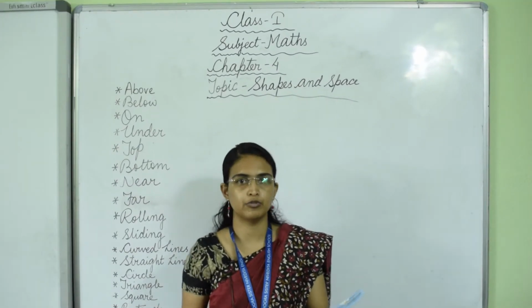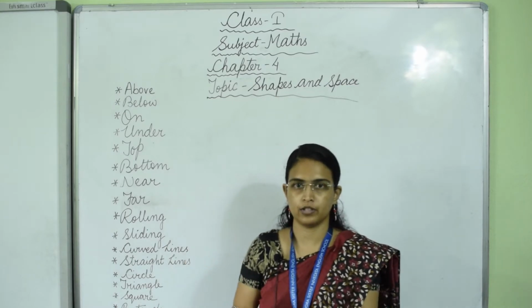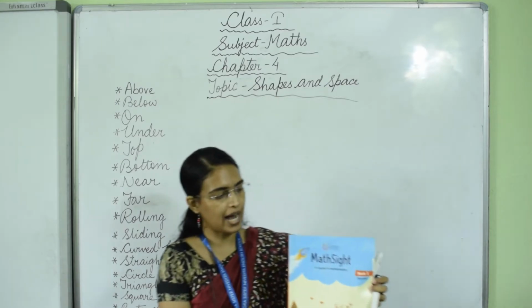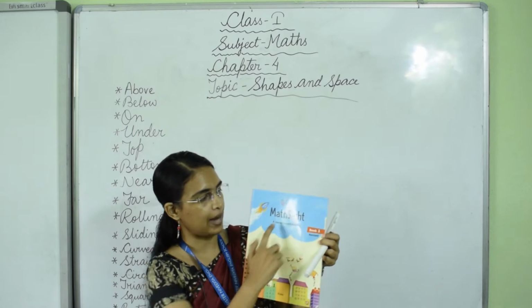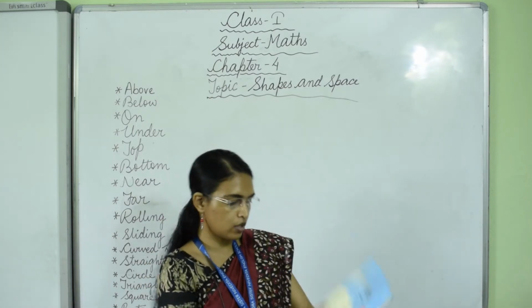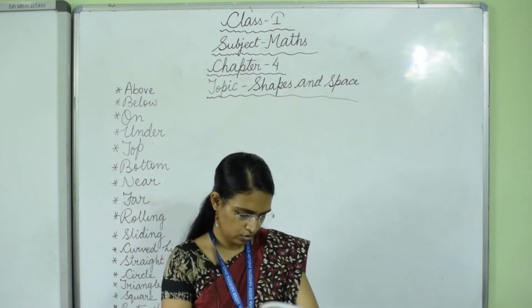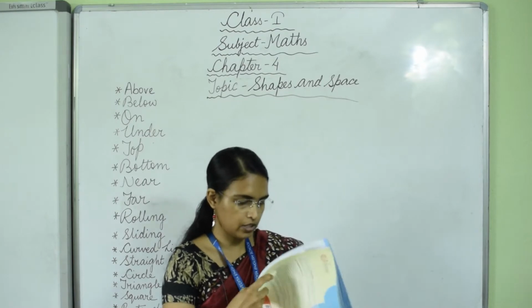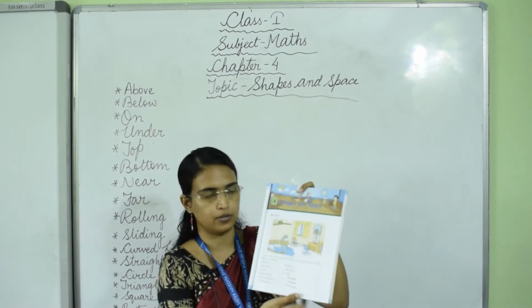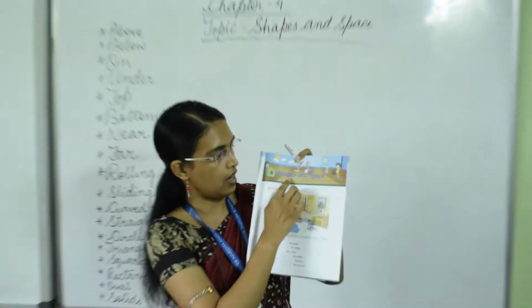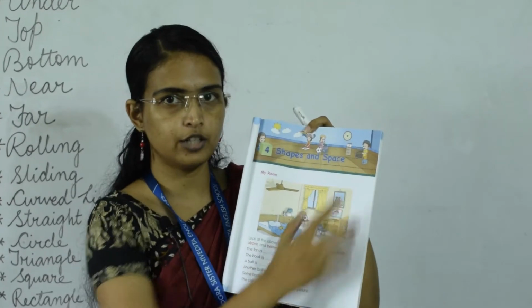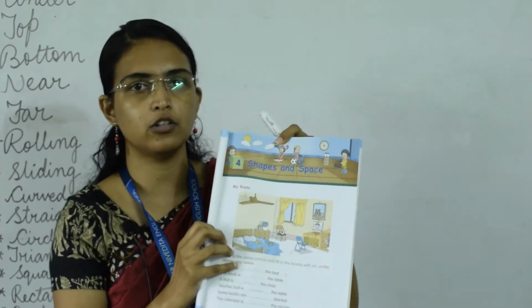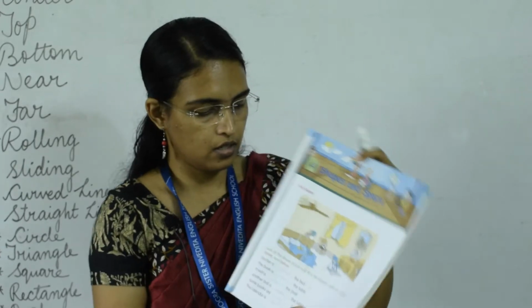Now today we will do a new chapter. Okay, so take out your maths book. This is your maths book. Take out this book and come to page number 33, that is chapter 4, shapes and space. Okay, today we are going to learn about shapes and space.